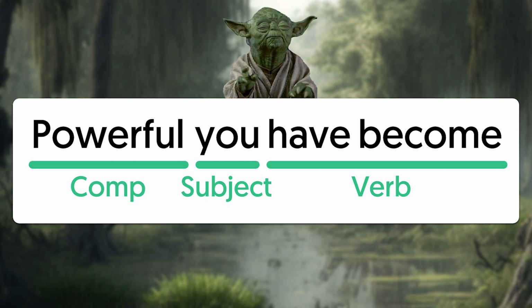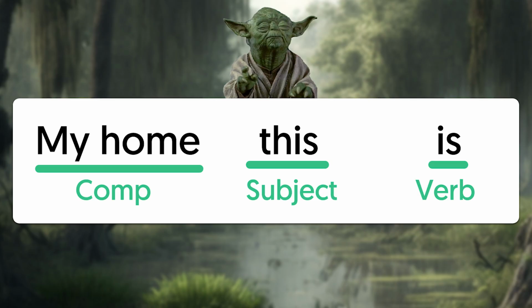So what's happening with what Yoda says? Powerful you have become. There, complement, then the subject, you, then have become, present perfect tense. Wait a second. What Yoda's doing here is the same thing he did with my home this is, where we start with the complement, then the subject, and then the verb. But I thought when we have the present perfect tense, we cut it in half and put that also at the beginning. So wouldn't that be become powerful you have? Yeah, maybe. Okay, well, I don't know. I'm not quite sure. Maybe it's because the complement is an adjective and not a noun.